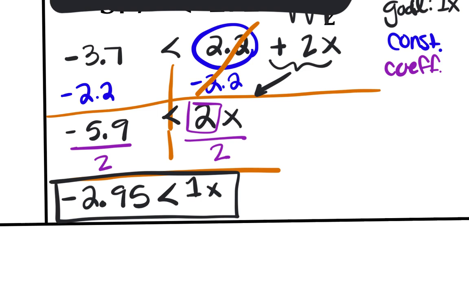So same steps as solving an equation, just if you multiply or divide by a negative, so if the number doing the multiplying, the number doing the dividing is negative, then you flip the direction the symbol faces.